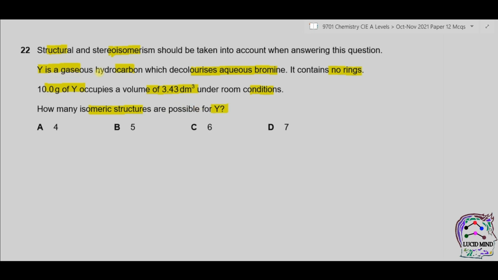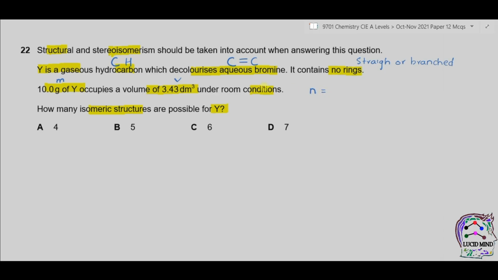As we can see that Y is a gaseous hydrocarbon, so it consists of carbon and hydrogens. It decolorizes aqueous bromine. It means that double bond is present between two carbon atoms, as alkene can decolorize aqueous bromine. It contains no rings, so it means that it could be either straight chain or branched chain. Then we have mass in grams and volume in decimeter cube. We can convert this volume into number of moles, and from number of moles and mass we can find out the molecular mass.